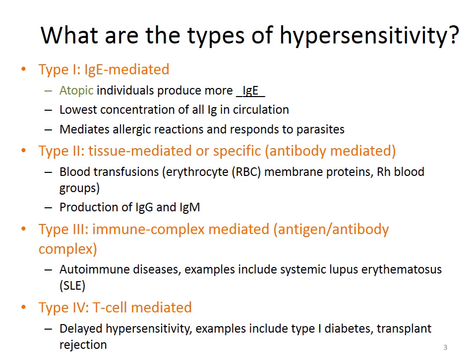These T cells primarily are cytotoxic CD8 positive T cells. We call this a delayed hypersensitivity, and the reason for that is it takes a little bit more time for this to take place. Examples here include type 1 diabetes, as well as transplant rejection when you're doing a donor kidney or a donor organ from one patient to another.